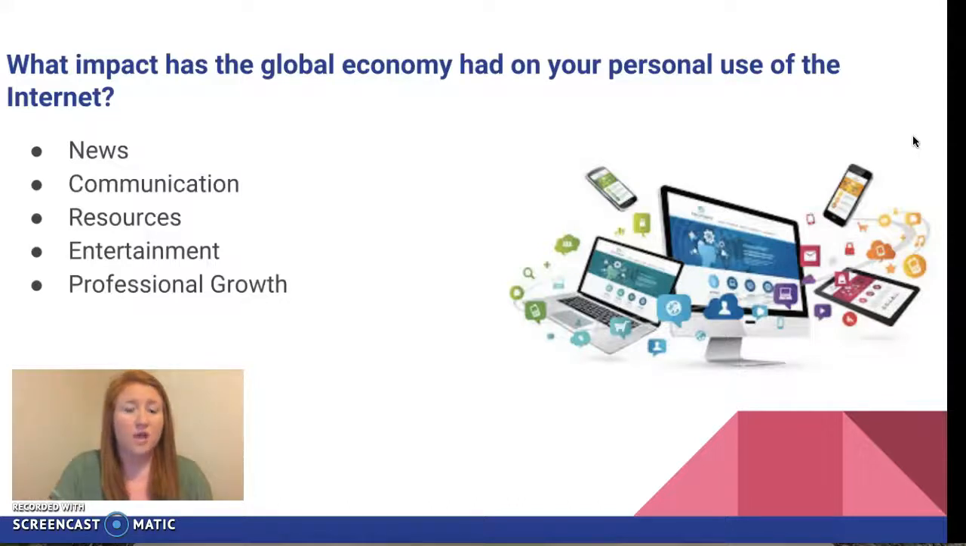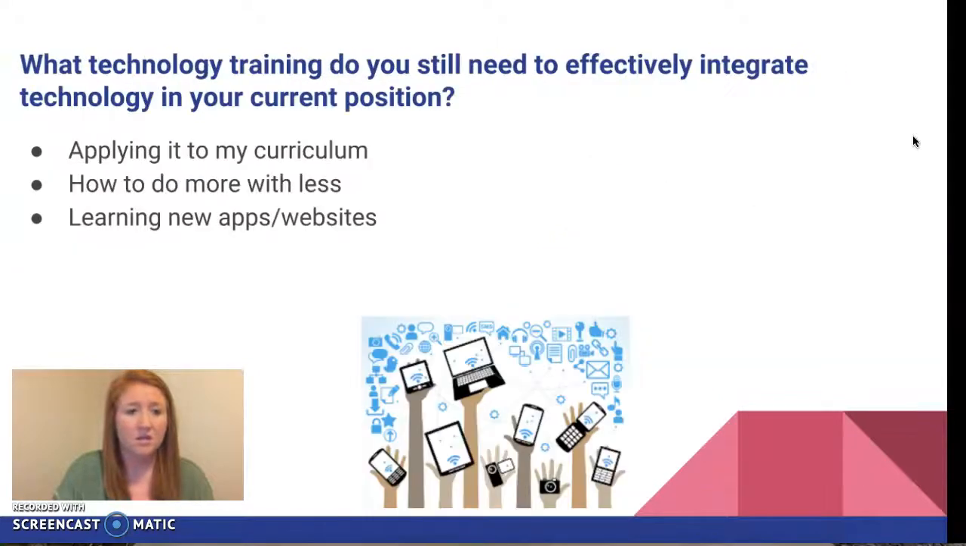Resources: looking up things like Pinterest or different lesson plans, just constantly looking things up on the internet. Entertainment, definitely. I don't pay for cable, so I use Netflix and Hulu. I wouldn't be able to do that without internet, so I definitely need the internet for entertainment. And then professional growth, again, looking up lesson plans and different resources like that.